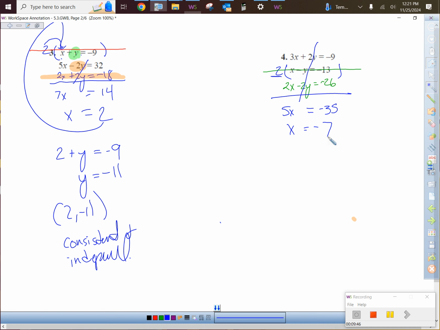And you can check yours with mine. I do go a little fast because I've done this for years and years and years. So if I go too fast, slow me down.